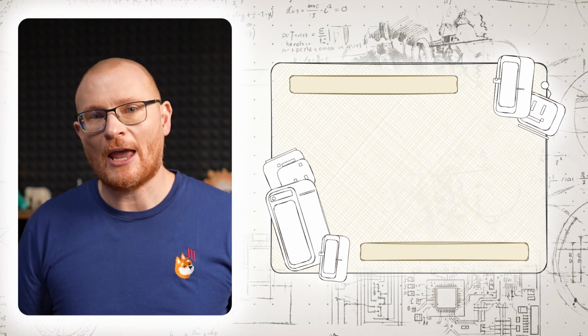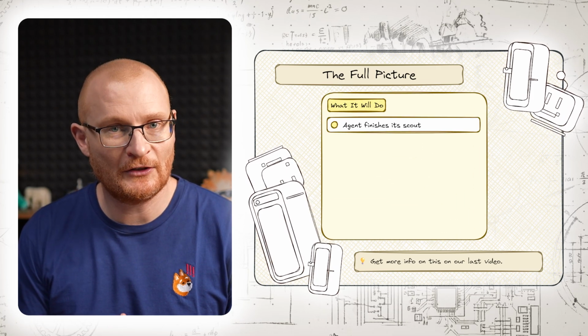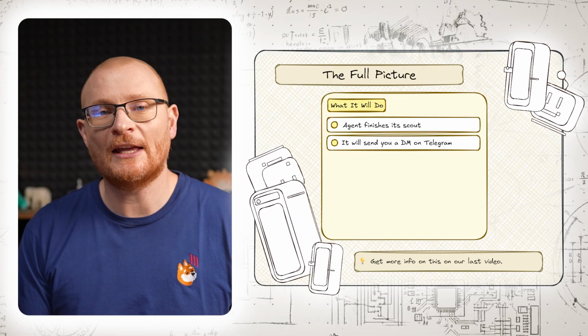We want to be at the front of AI technology. We want stuff to be delivered to where we use it most, on our phones, in Telegram. And we explained this in detail in our last video. This now means that as soon as your agent finishes its scout, your phone will buzz with a Telegram notification as if somebody has sent you a DM. And that is the full framework for never wasting time on YouTube again.